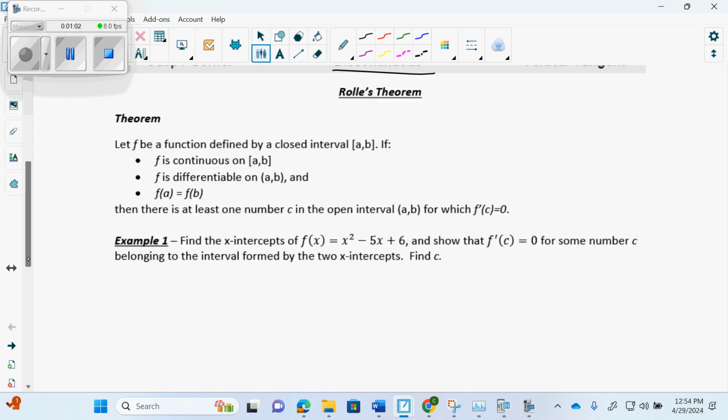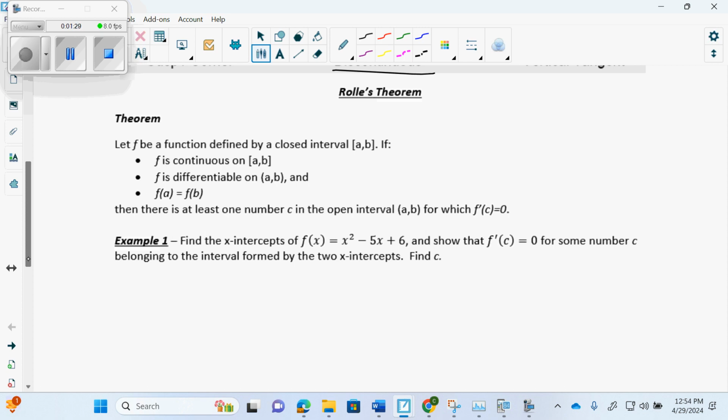Rolle's theorem. What the heck is Rolle's theorem good for? Okay. So, f is a function defined on a closed interval [a, b], just like we did for the intermediate value theorem, right? We have a closed interval on an equation. So f is continuous on [a, b] has to happen, which is what had to happen for the intermediate value theorem, right? It had to be continuous. So what is it for Rolle's?